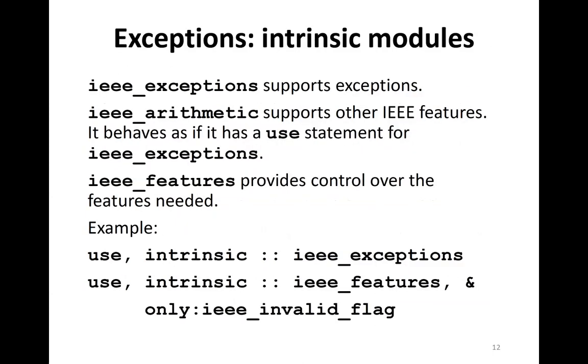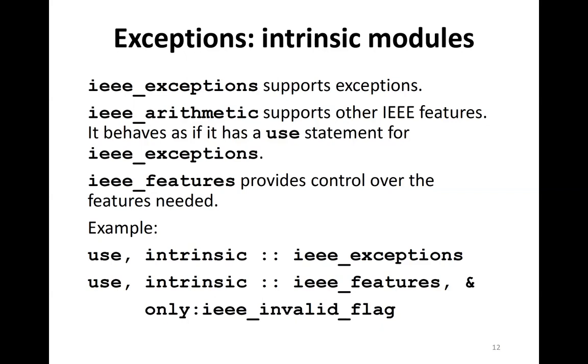Exceptions, this is what I worked with. I tried to use a construct, so you had an exception handler, a construct handler, so you'd execute your construct, and if anything went wrong, you'd go into the handler and do something else. But that hit all sorts of problems. And so instead, what I suggested was to provide intrinsics that supported the IEEE standard, hence got exceptions through what the IEEE standard offered. So there's a module called IEEE_EXCEPTIONS, which supports exceptions. IEEE_ARITHMETIC supports other IEEE features. And another module provides control over what's needed. So for example, you could say USE, INTRINSIC :: IEEE_EXCEPTIONS to say you're going to do some of this.